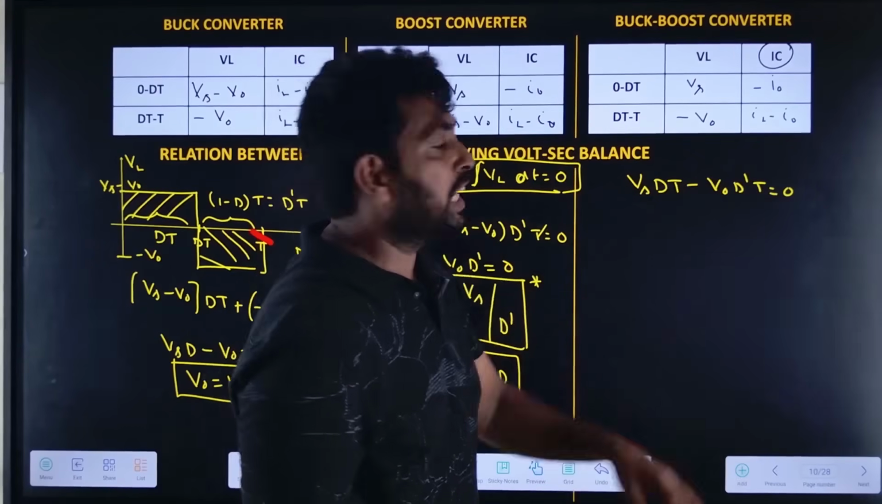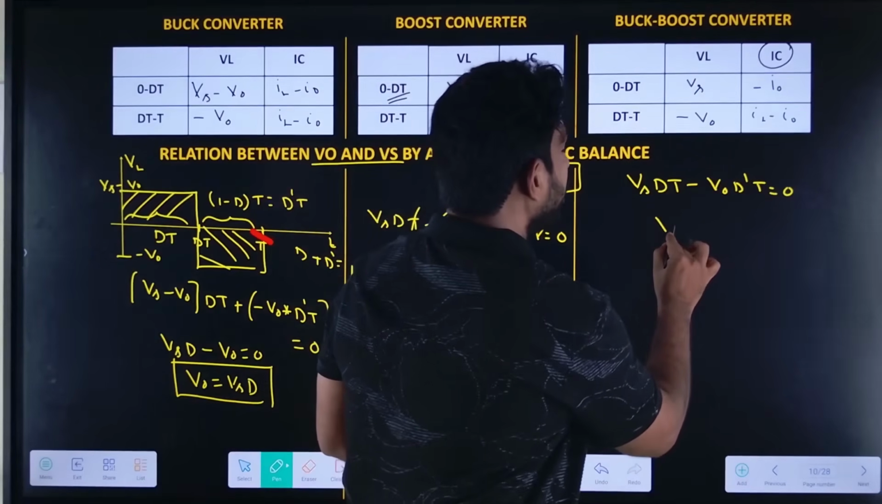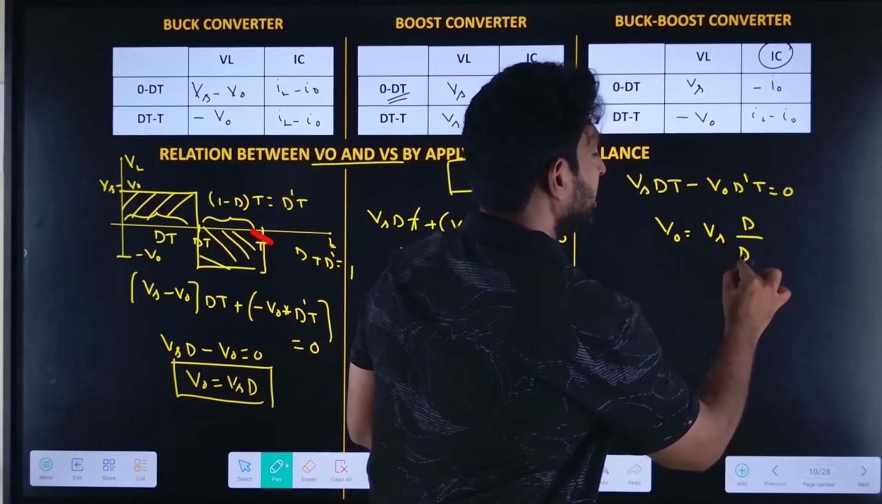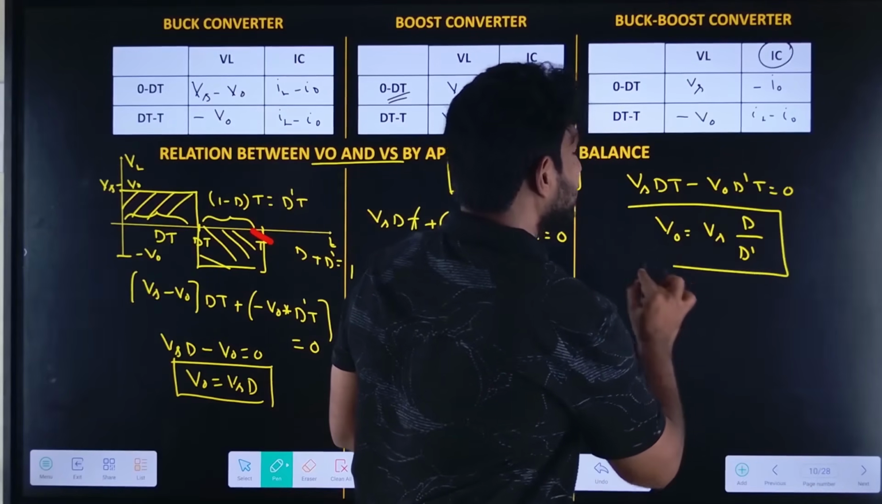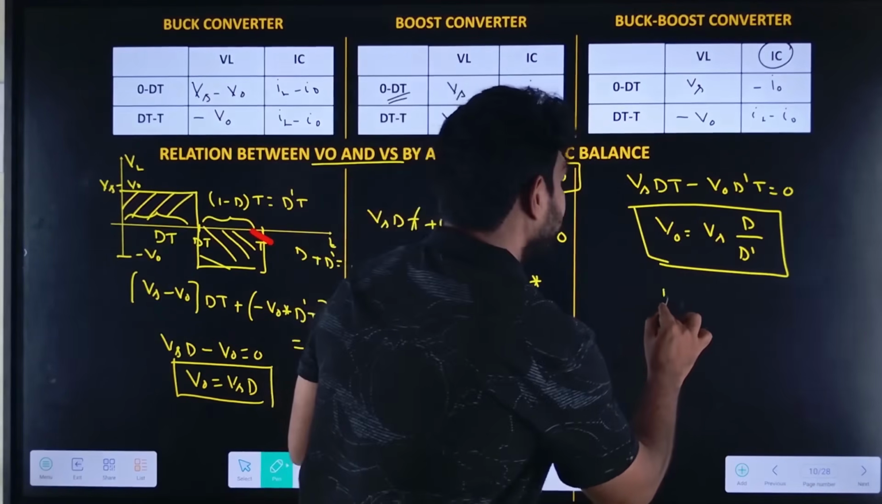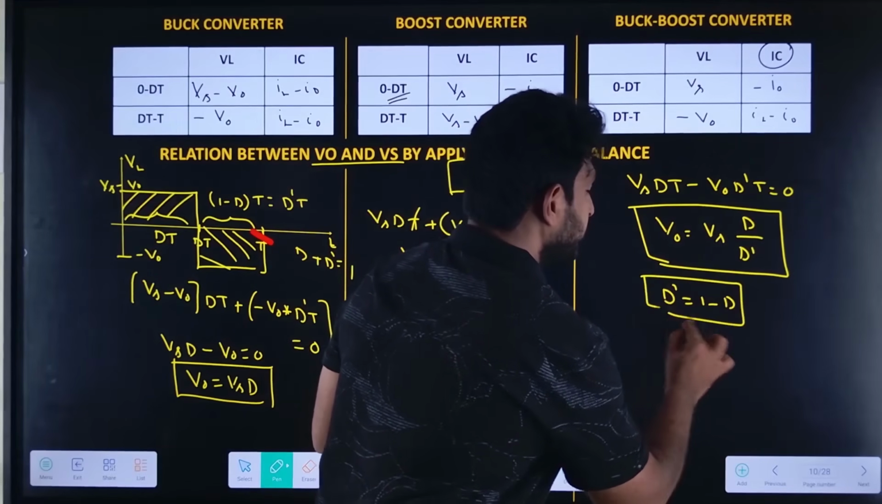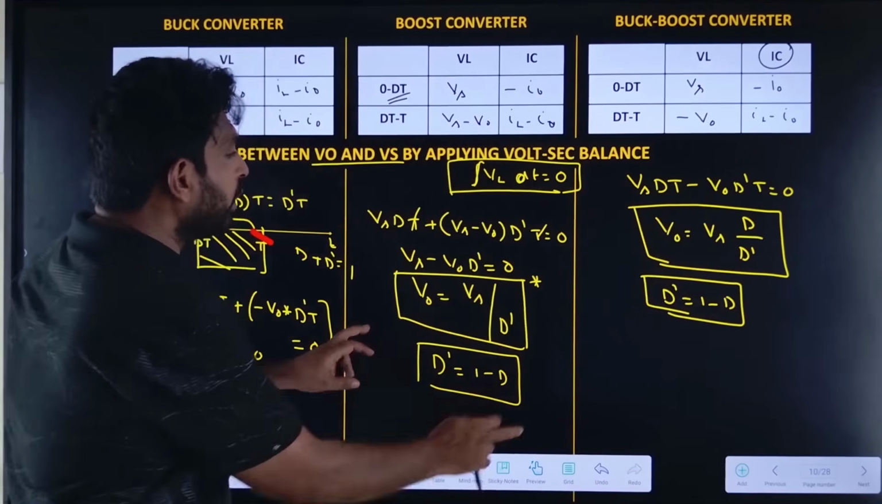T will get cancelled out. So V naught equals Vs into d by d dash, where d dash is 1 minus d. Right? So now we got the three.